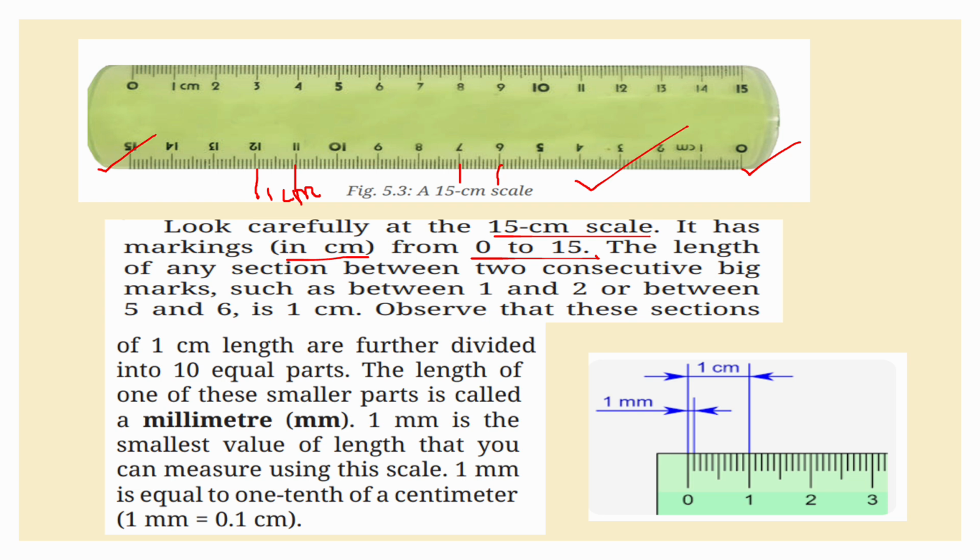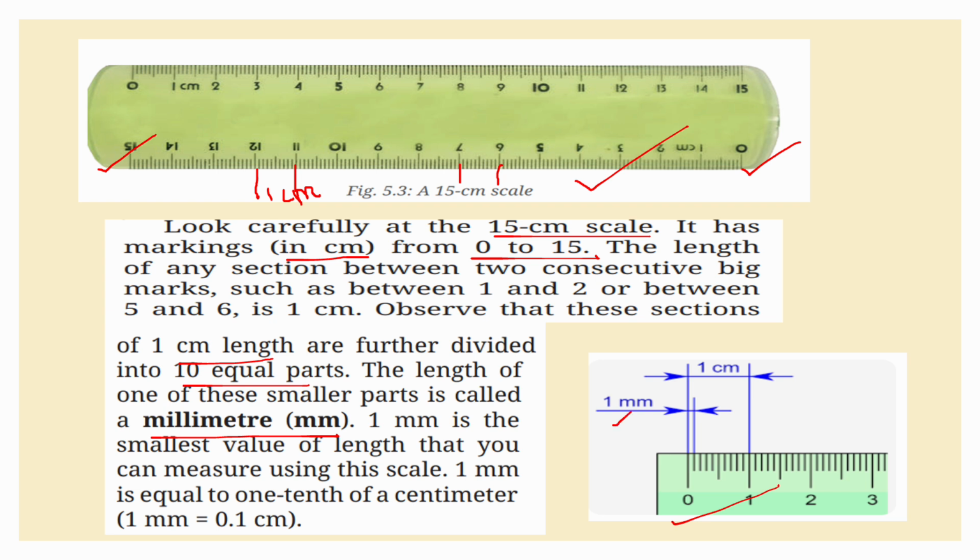Observe that these sections of 1 centimeter length are further divided into 10 equal parts. See in this picture, 1 centimeter is further divided into 10 equal divisions. The length of one of these smaller parts is called a millimeter. It is represented as mm. See here, between 0 to 1, you can see 10 equal divisions. Each division is called a millimeter.